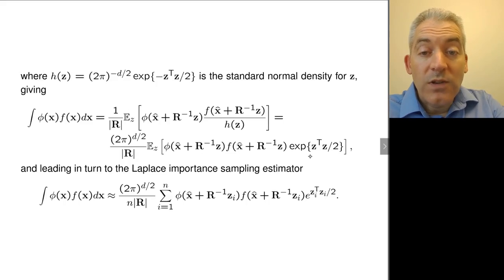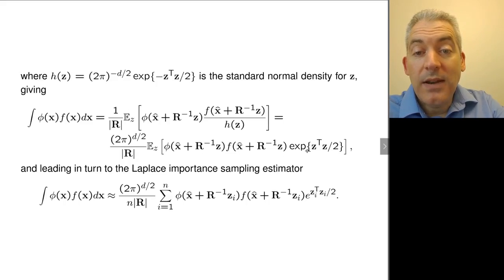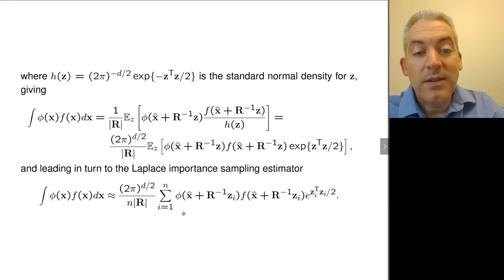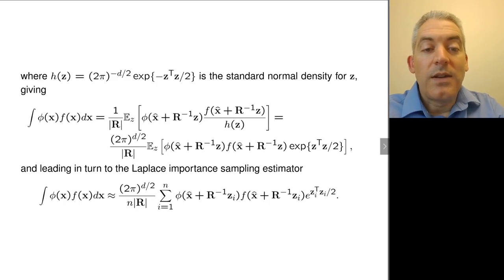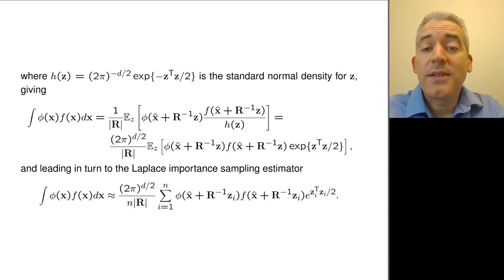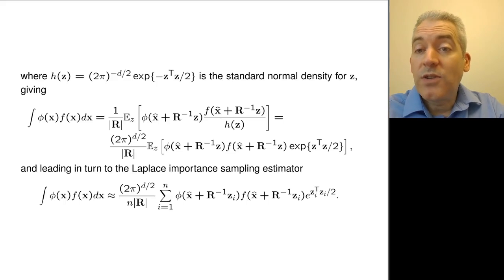And the obvious way to approximate that is by an importance sampling estimator that takes draws from a standard normal. And of course, it's very easy to take draws from a standard normal. And so we get our obvious Laplace importance sampling estimator, which basically says take a bunch of draws from a standard normal, evaluate this thing and average them, and just correct them with this term at the front. And so this is our Laplace importance sampling estimator, and this can work extremely well.